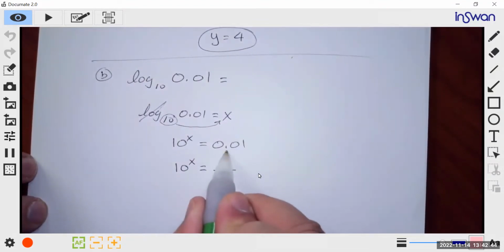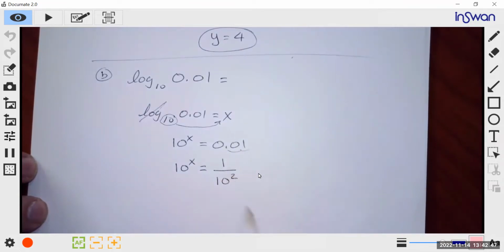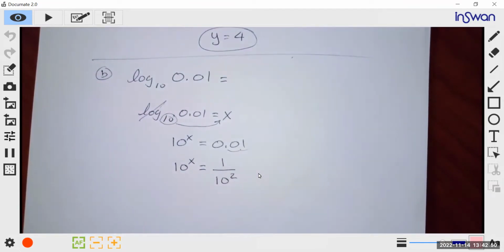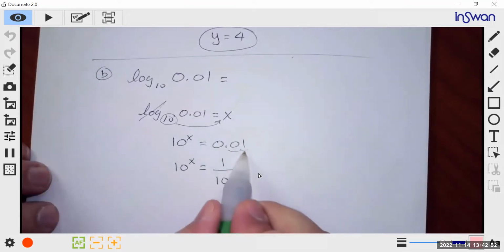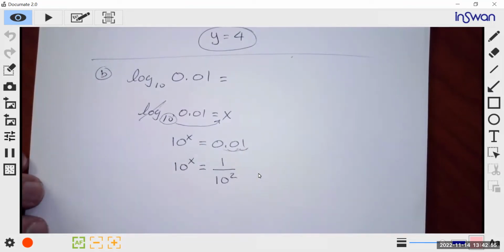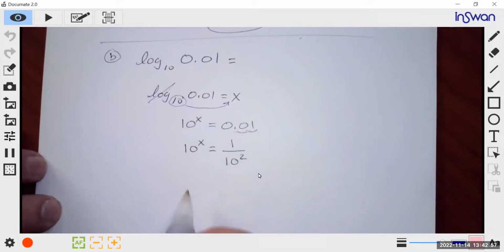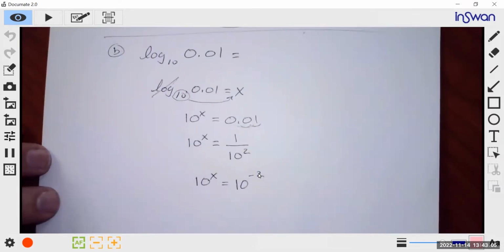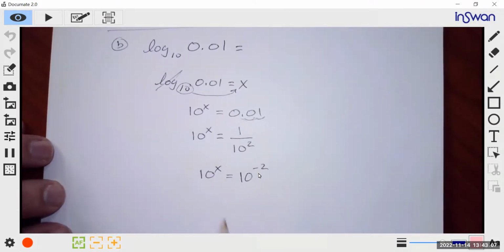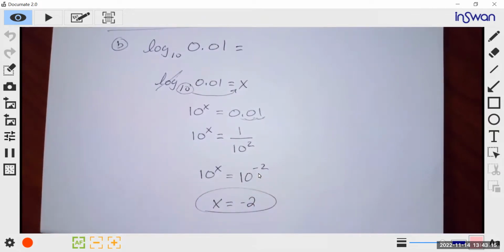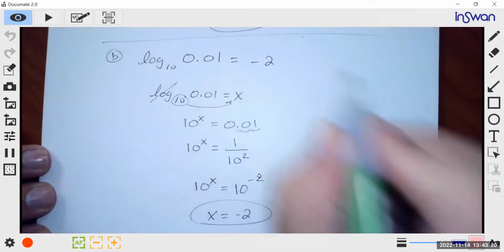Since it's a small number, this is the same as 1 over 10 to the second, because we move the decimal 2 to the right. We can rewrite this. Since it's on the bottom, we can bring it on top and change the exponent. Since the bases are the same, we know the answer is -2. So the answer to our question is -2.